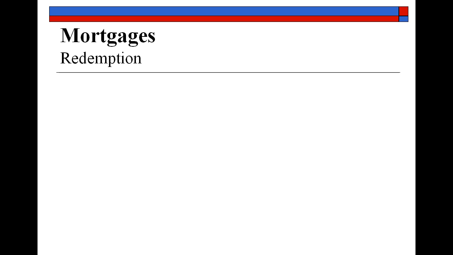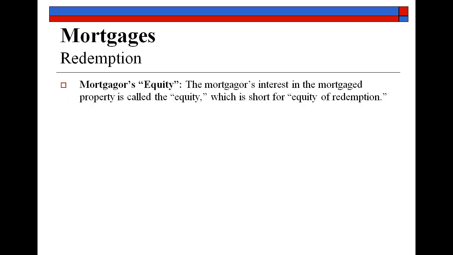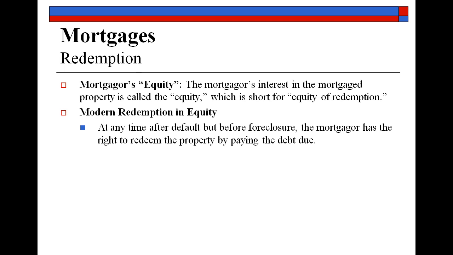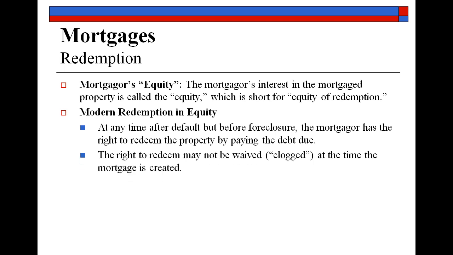The mortgagor's interest in mortgaged property is oftentimes called the equity, which is short for equity of redemption. At any time after default, but before foreclosure, the mortgagor has an absolute right to redeem the property by paying the debt due. And in fact, that right to redeem cannot be waived, which is oftentimes called clogged, at the time the mortgage is created.